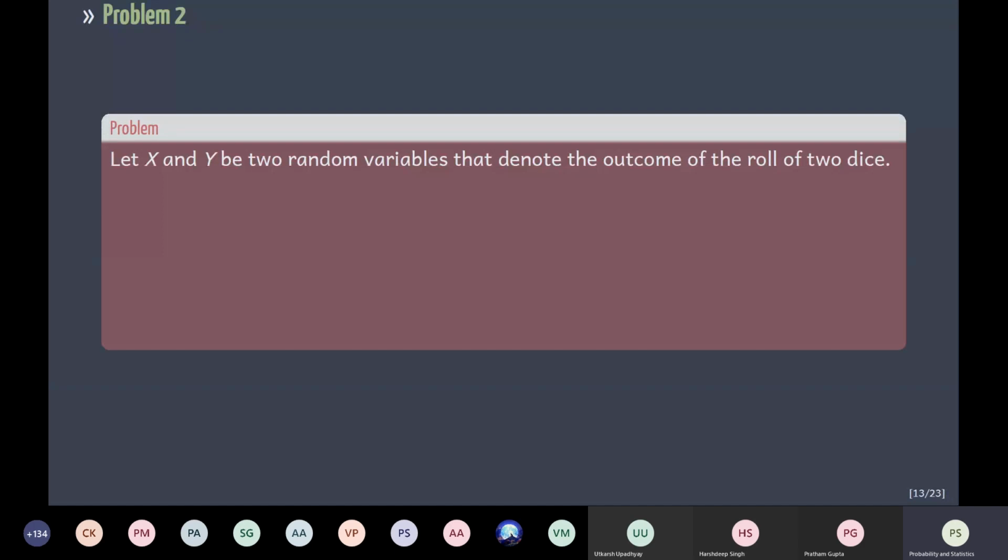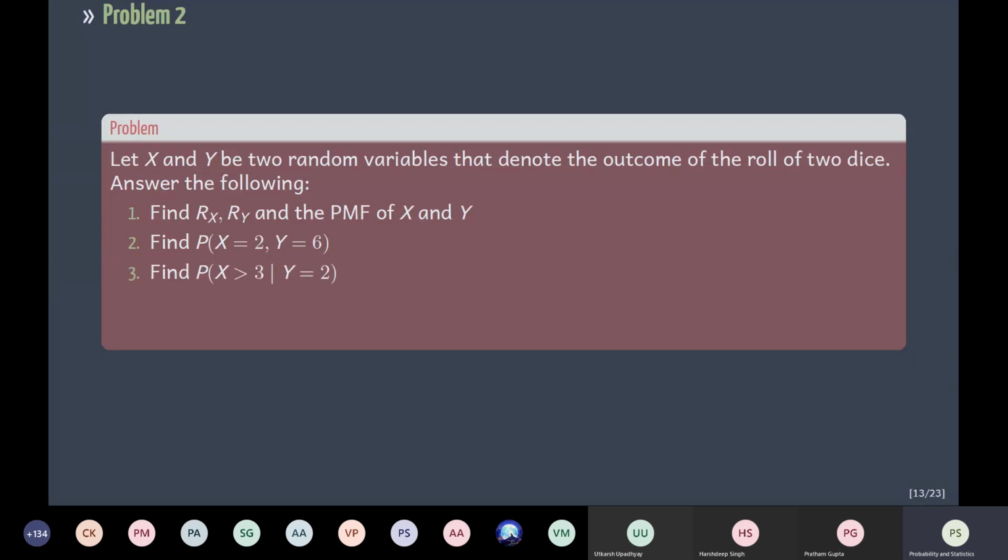So let us consider another problem. Let x and y be two random variables that denote the outcome of the roll of two dice. Then answer the following. Find the range of x, range of y, and PMF of x and y, and find the probability that x equals 2 and y is equal to 6, and find the probability that x greater than 3, y equals to 2, and let z is equal to x plus y, then find the range and PMF of z.